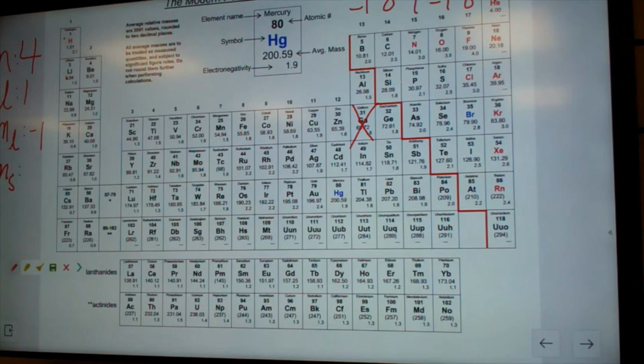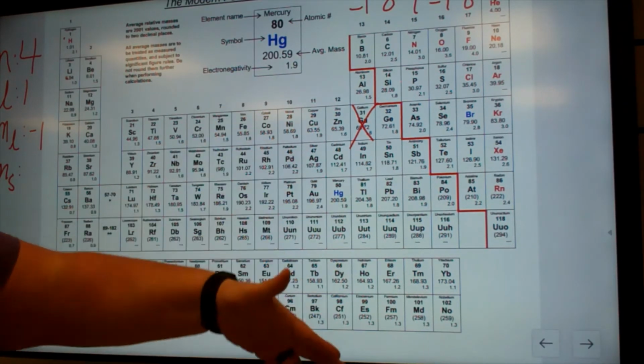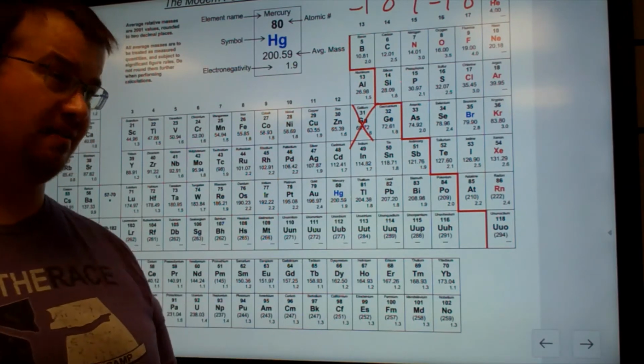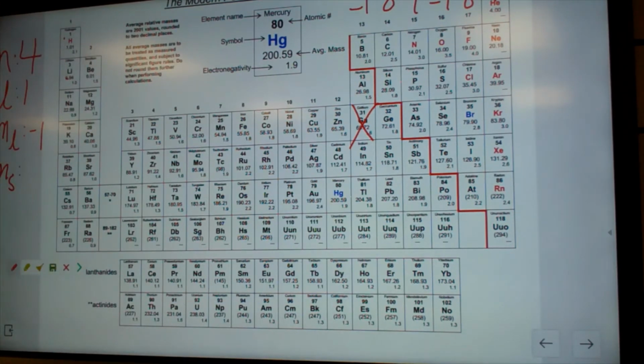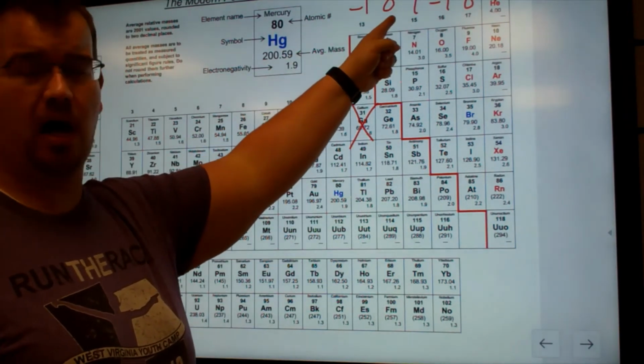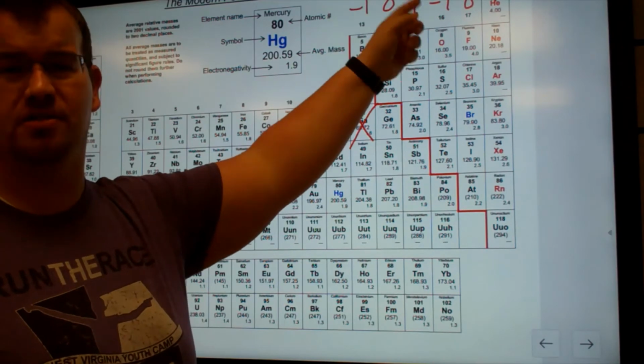If you're wondering where I got that number from, that's just breaking it down. What's M sub L? From negative L to positive L. If L is 1, that means M sub L can be -1, 0, or 1. That's the columns. -1, 0, 1. And then it repeats, -1, 0, 1.